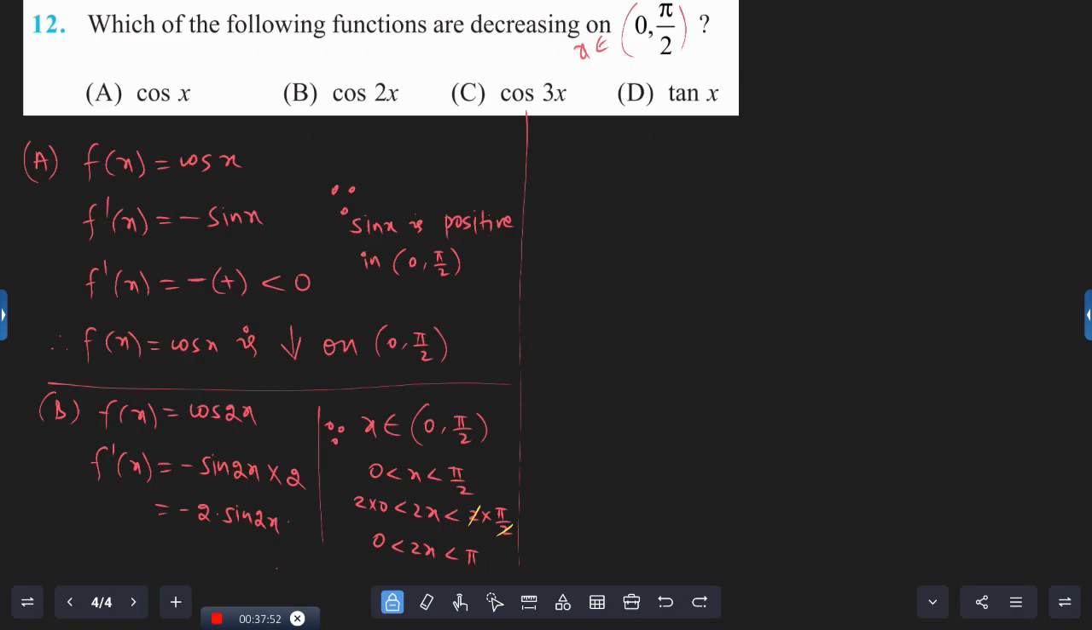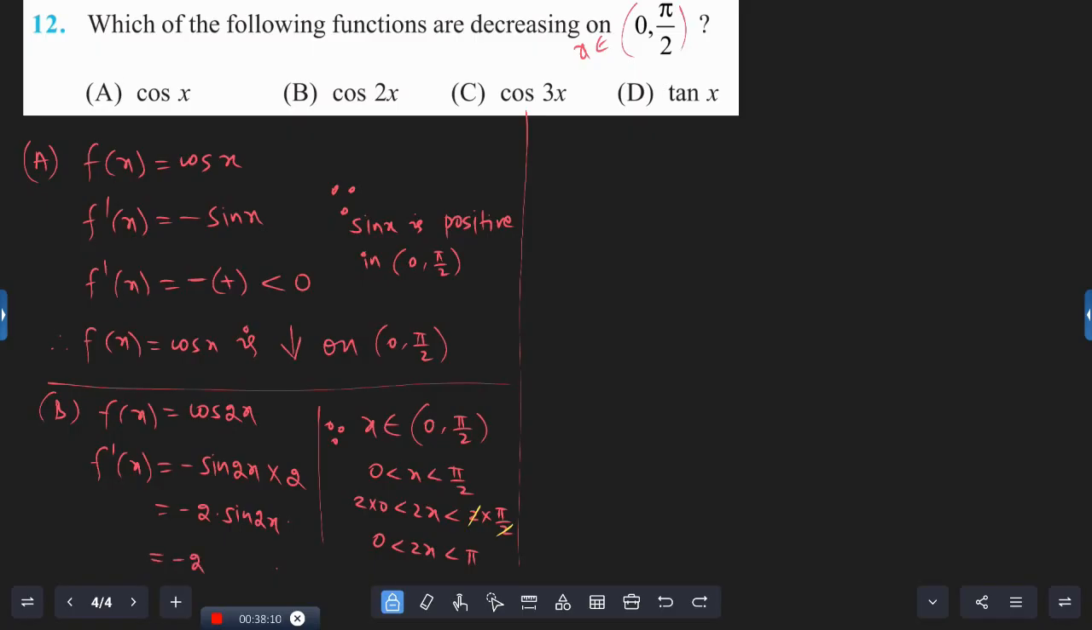In 0 to pi, what is the sign of sin? Sin is positive in 0 to pi, since that is the first quadrant and the second quadrant. In both the quadrants, sin is positive. Okay, and you have to continue this.